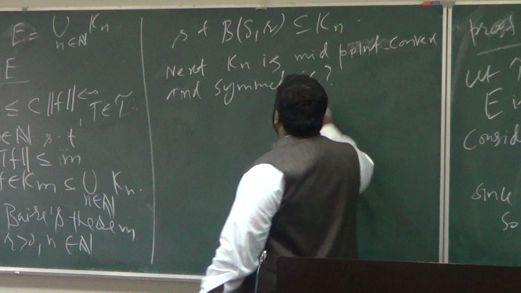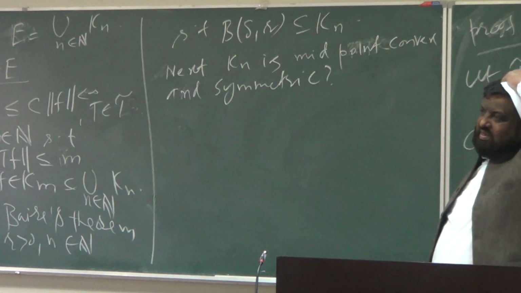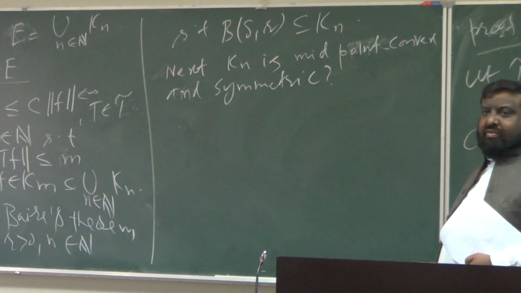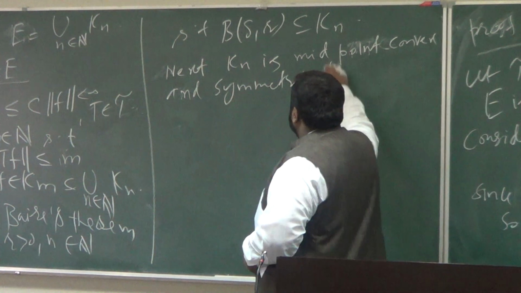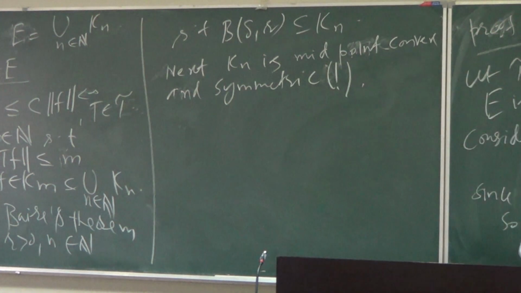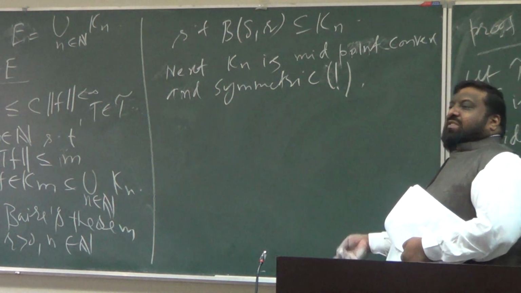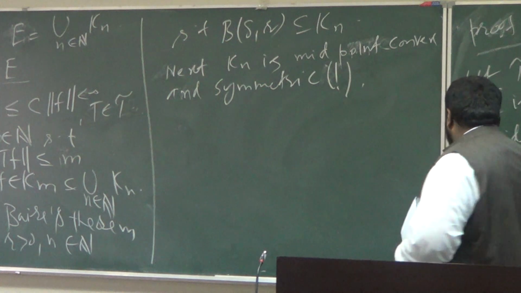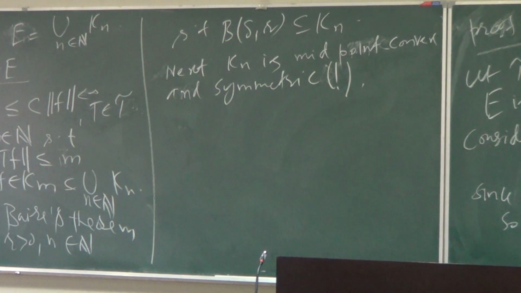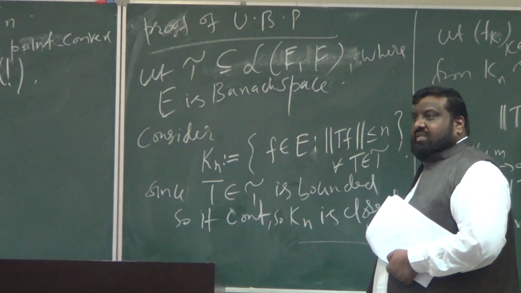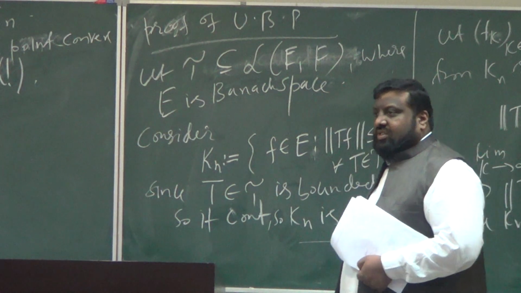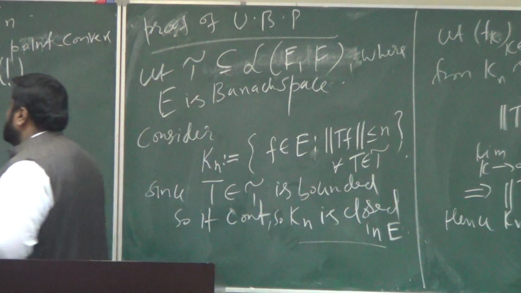Pick F and G and apply T. If the norm of Tf is less than or equal to n and norm of Tg is less than or equal to n, verify it for yourself. It's a pretty nice and easy exercise. If you take F and G whose norm of T is less than or equal to n, then you take the average and apply T, it is going to be still less than that, by the triangle inequality. And similarly the negation. So both things are trivial.